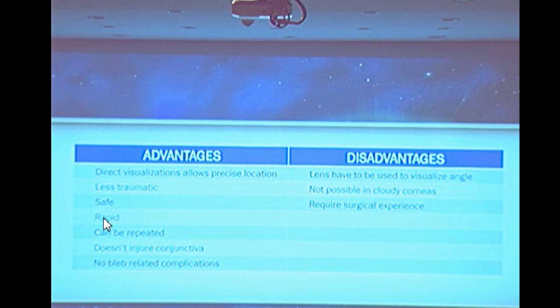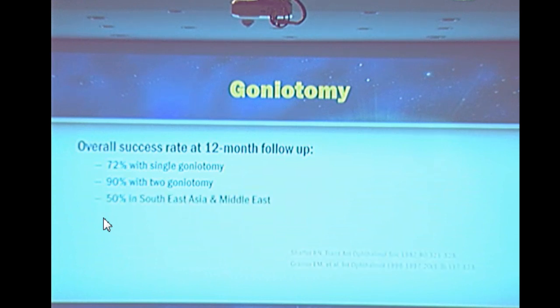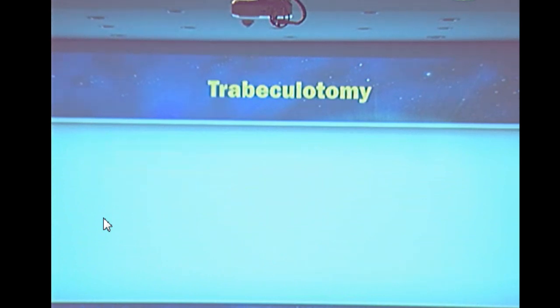This advantage is not possible in cloudy cornea, and it requires surgical experience, and this can be developed. It's not a big deal. Overall success rate after 12-month follow-up in the Western population is 72 percent with a single goniotomy, going up to 90 with more than one goniotomy. In our area here, and in Asia and Africa also, the overall success rate doesn't reach 50, probably 30 to 50, and this indicates the severity of the disease, not the skills of the surgeon, but the severity of the disease.